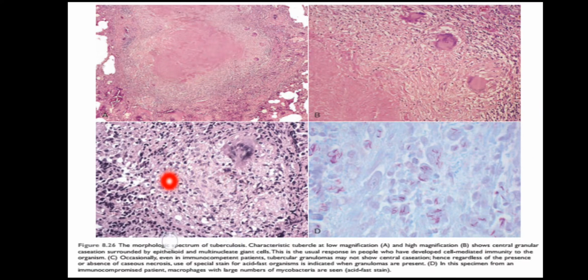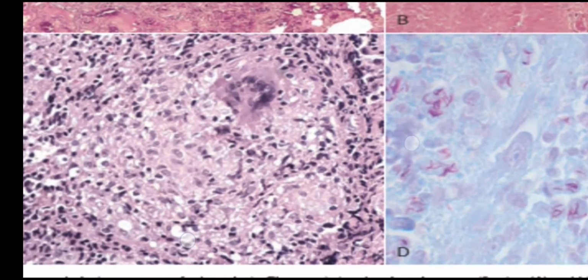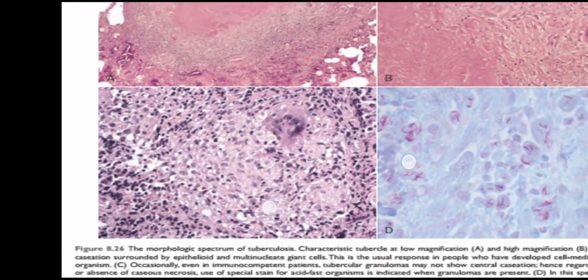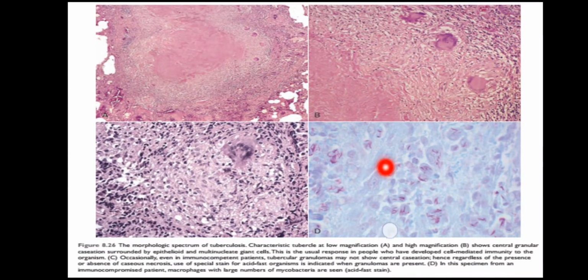Now again, this is a granuloma and it is not showing any caseation, so the person has a good immune response and there is no caseation, and this is a giant cell, and these are the epithelioid cells. And this is the Ziehl-Neelsen stain, the special stain for the tubercular bacilli, that is acid fast stain, and this must be an immunocompromised individual, showing lots of tubercular bacilli.